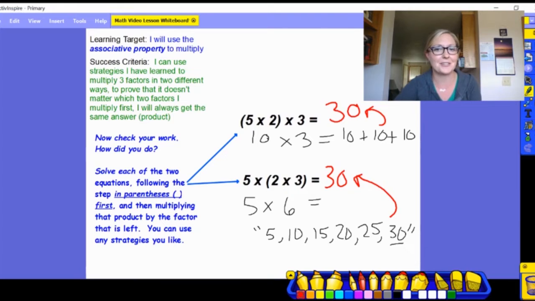Check yourself, see how you did. And remember, this is only the first day we've practiced this property and exploring this rule. So don't feel bad if you didn't get it today. You guys will have a chance to keep practicing some more.